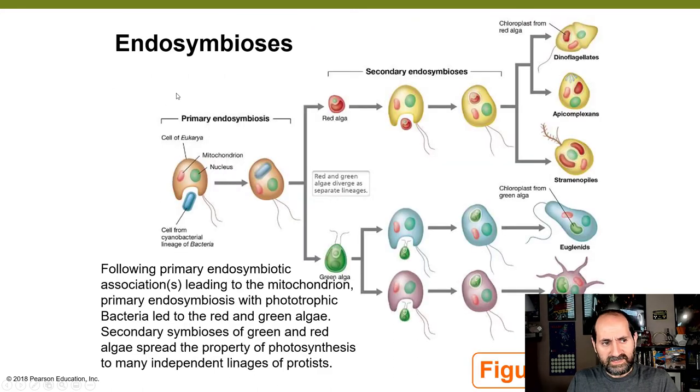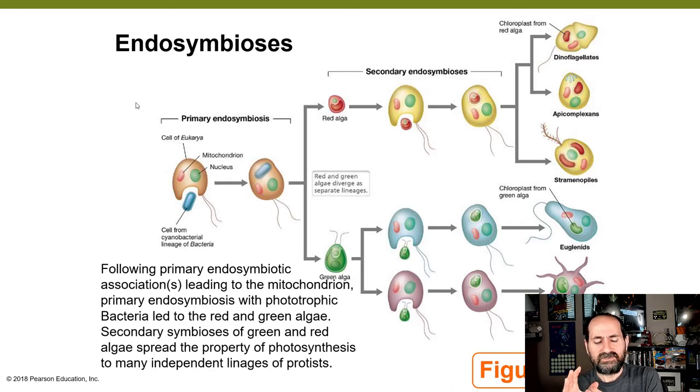So now let's talk a little bit about the microorganisms that make up the eukaryotes and how their endosymbiosis has proceeded, because it's so different than for you and I. For you and I, we had endosymbiosis. An early ancestor of ours took up a bacterium that became the mitochondria. Plants took up a cyanobacteria, that means a photosynthetic bacteria, that became the chloroplasts.